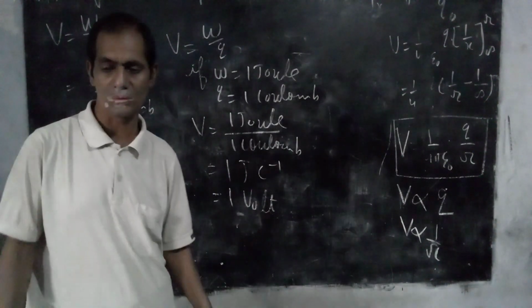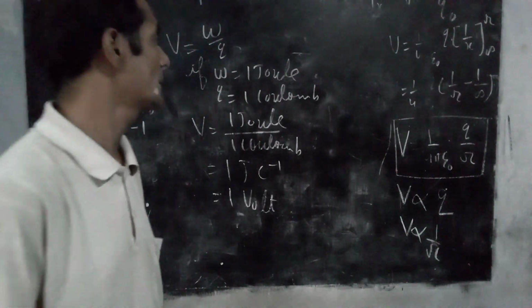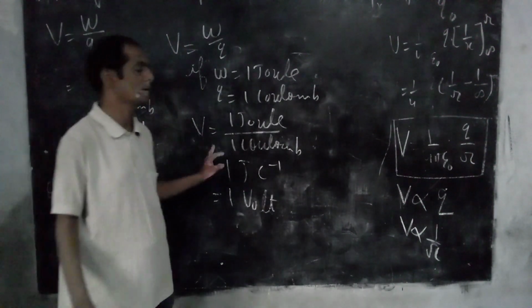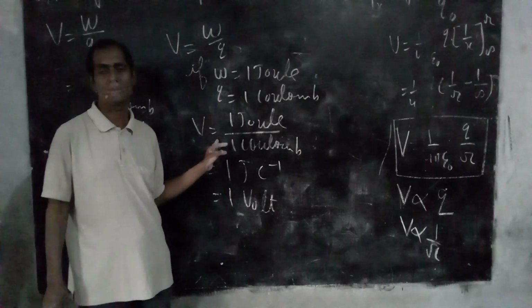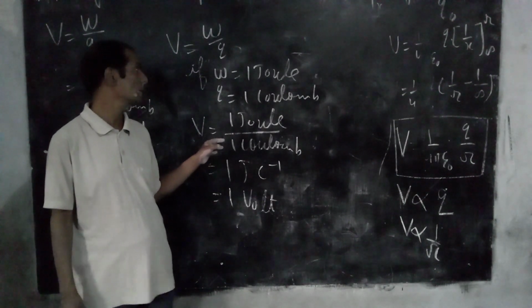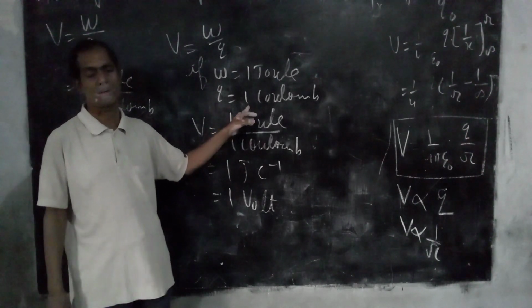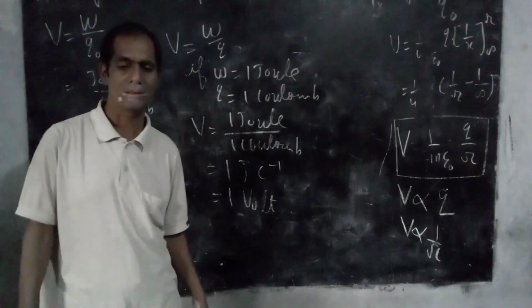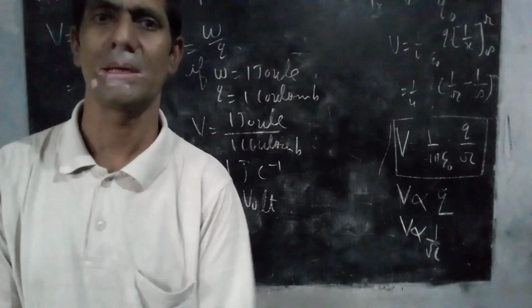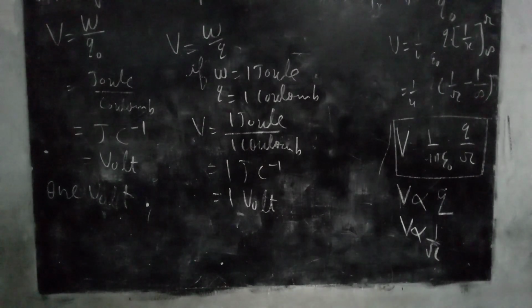If you do 2 joule work in bringing 1 coulomb positive charge from infinity to a certain point, then the electric potential of that point is said to be 2 volt. If you do 3 joule work in bringing 1 coulomb charge from infinity to a certain point inside the electric field, then the electric potential of that point is said to be 3 volt.